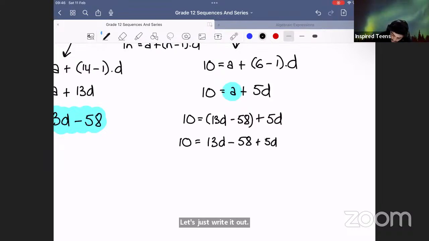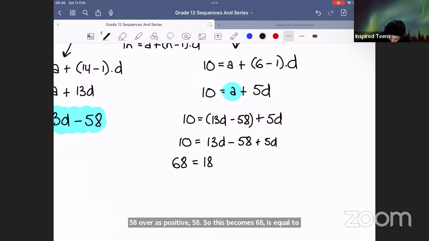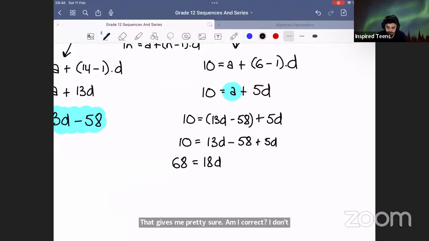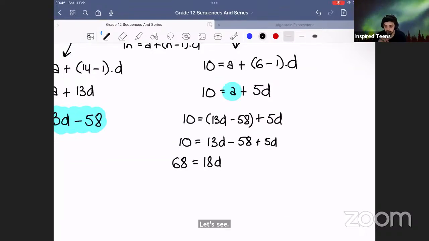Okay, I'm going to leave the D on this side, the variable D. I'm going to take the negative 58 over as positive 58. So this becomes 68 is equal to 13 plus 5. That gives me 18D. Pretty sure. Am I correct? I don't know. Let's see. No, I don't think I'm correct. Where's the issue?